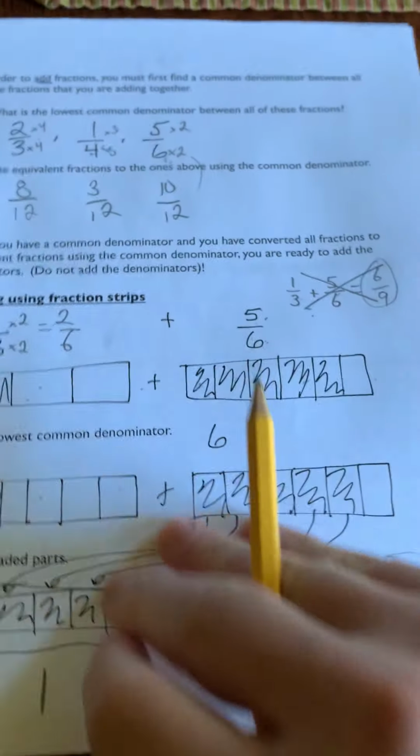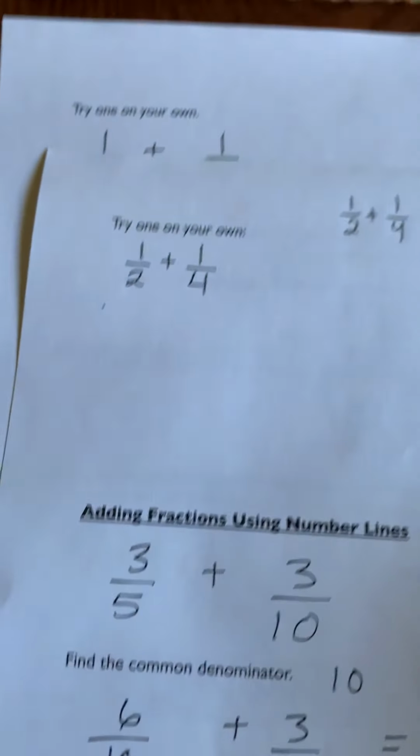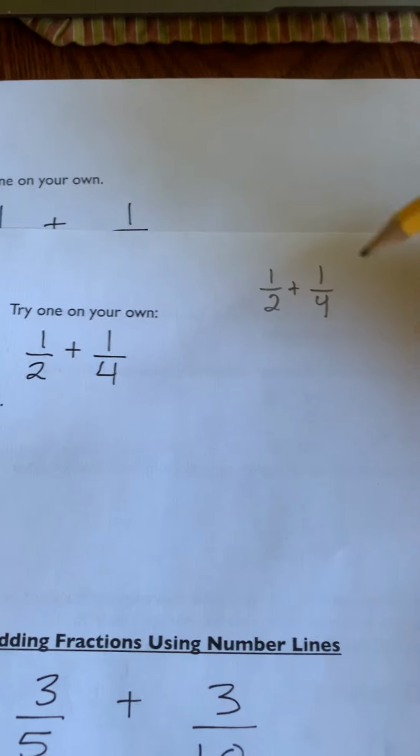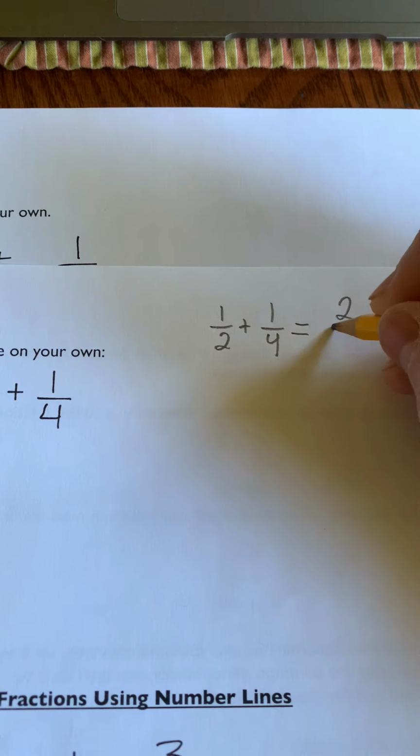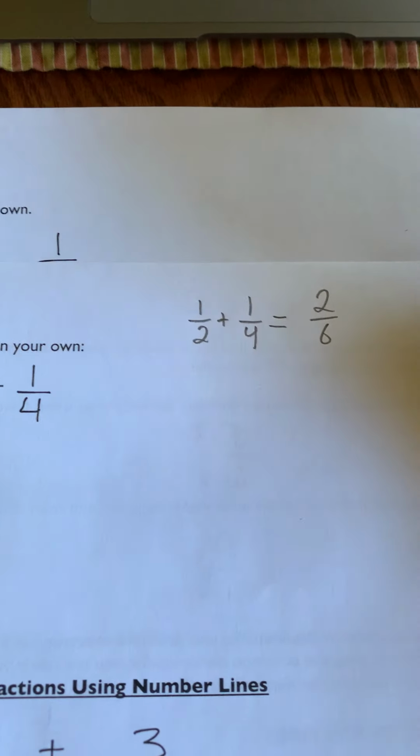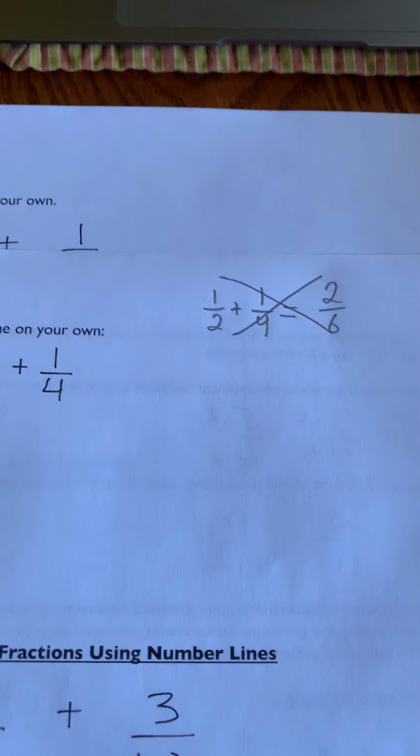Okay, so what we're going to do now is just try this real quick again. So the question this time is 1/2 plus 1/4. Again, what I'm going to see from some of you is 2/6. This answer is again dead wrong. We do not add denominators.